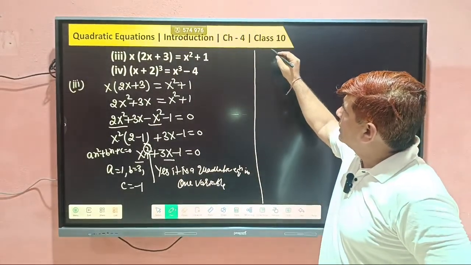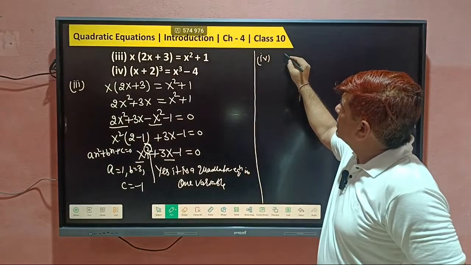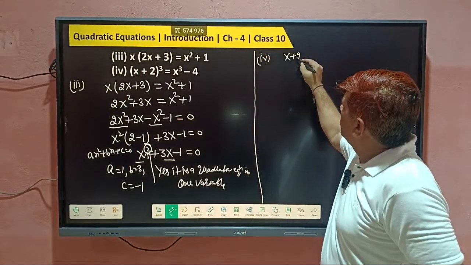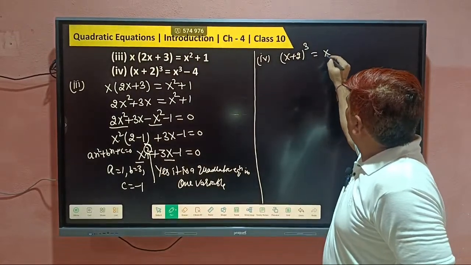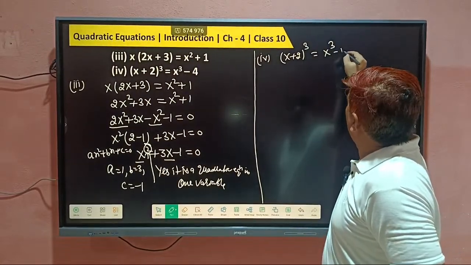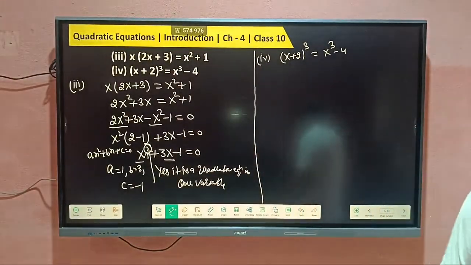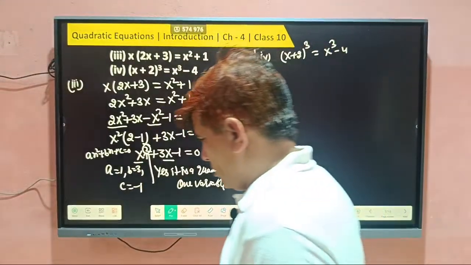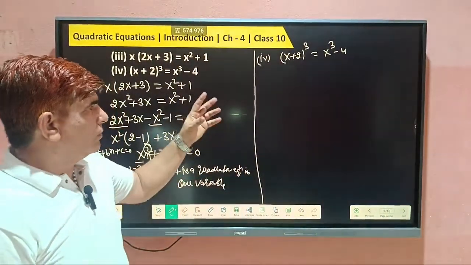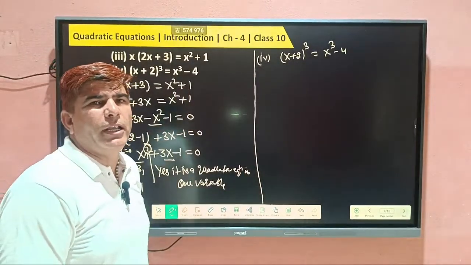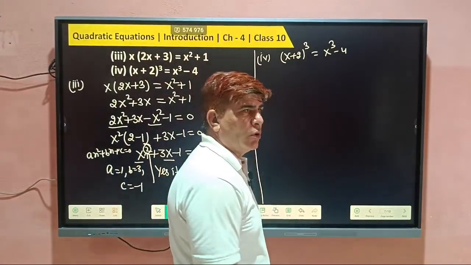So the next part, the fourth part, is given: x plus 2 whole cube is equal to x cube minus 4. You have to tell whether it is a quadratic equation or not. Try to solve this also. How can you solve it? Here we use one identity, a plus b whole cube.